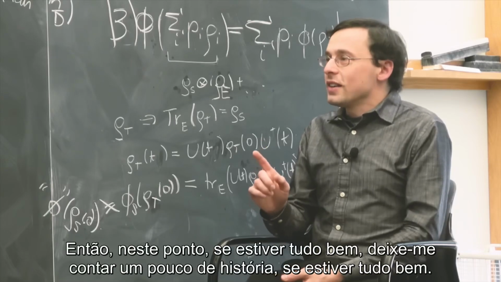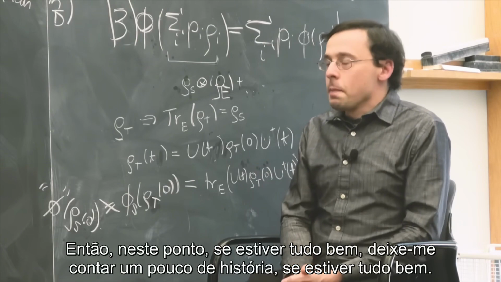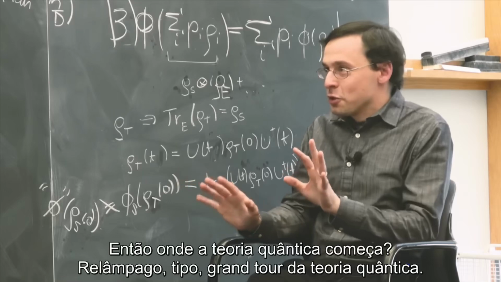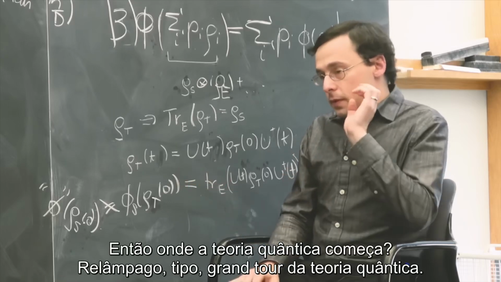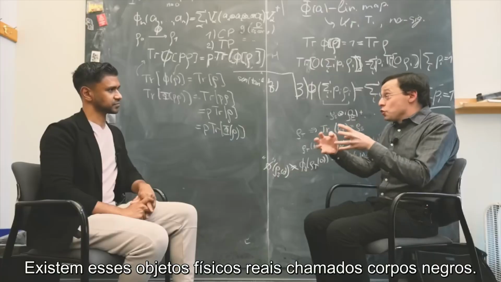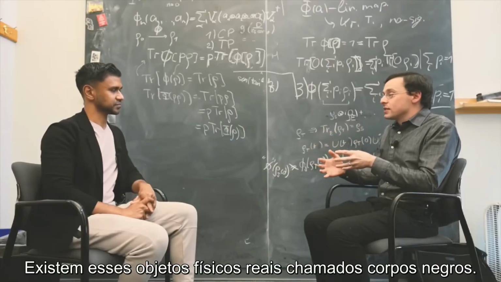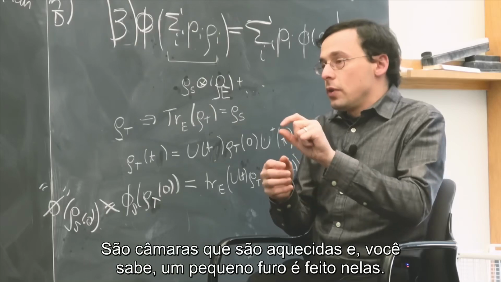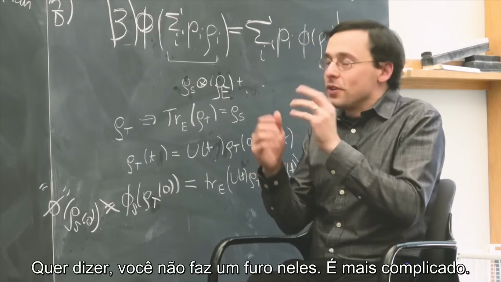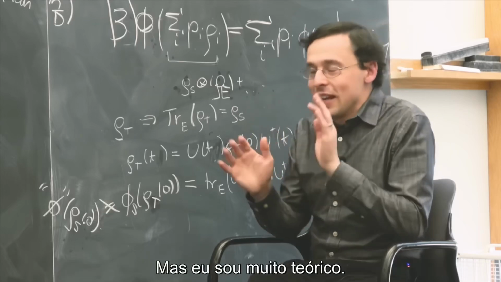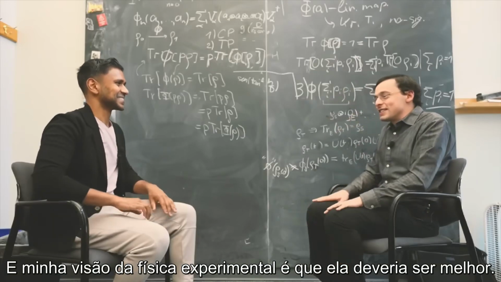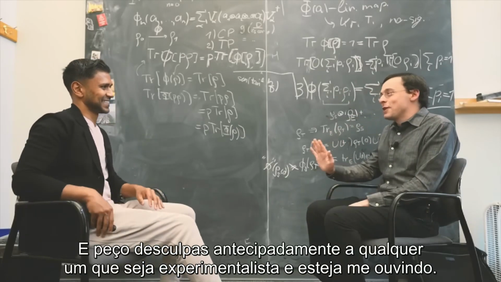So at this point, if it's all right, let me do a little bit of history. So where does quantum theory begin? A lightning grand tour of quantum theory. There are these actual physical objects called black bodies. They are chambers that are heated, and a little hole is poked in them. I mean, you don't really poke a hole in them. It's more complicated. But I'm very much a theorist, and my picture of experimental physics should be better. And I apologize in advance to anyone who's an experimentalist listening to me.